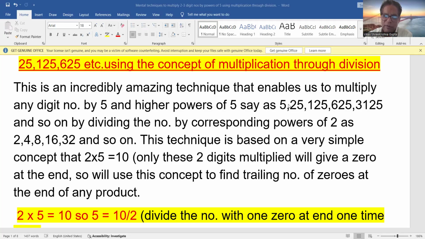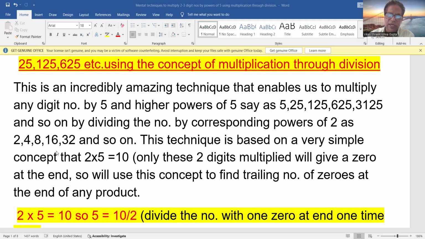In the same way, if I have to multiply any number by 25, I will not do multiplication by 25. I will divide by 4, and so on. If you have to multiply by 125, I will not multiply by 125. I will divide by 8. And in the same way for 625, I will divide by 16 and so on. So instead of multiplication by powers of 5, I will do division by powers of 2, and division by powers of 2 is very fast, very easy.